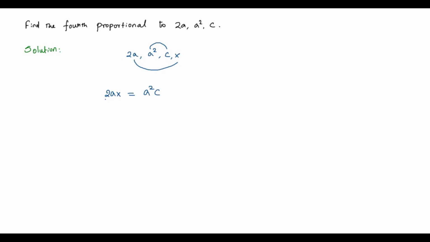So to get the value of x, I am going to bring this 2a to the right side of the equation. Here 2a and x are multiplied. If I bring the 2a to the right side, it will become division. So x is equal to a square times c by 2a. This can be simplified. So we get x is equal to ac divided by 2. So the fourth proportional to 2a, a square and c is ac by 2.